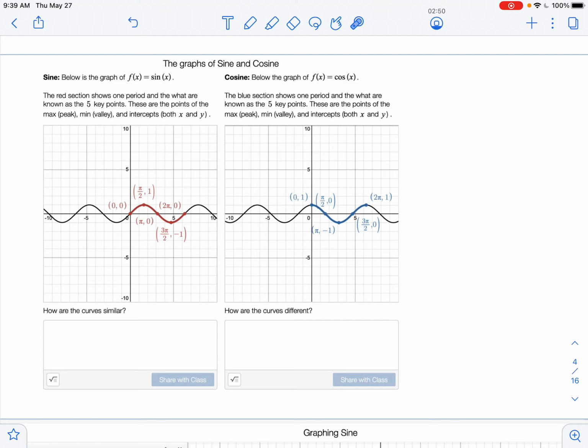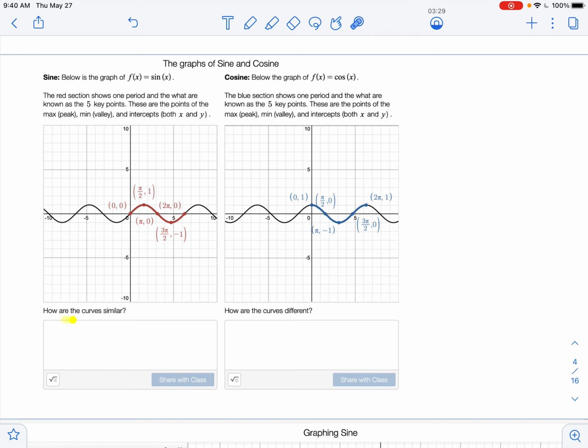Within that one period, we're seeing what are known as the 5 key points. Those were the points that came directly off of the unit circle. These points are those of the max, the min, and the intercepts. We see in blue over here to the right a section of the graph of y equals cosine of x. That blue section is one period of the cosine function, again showing those 5 key points that we picked off the unit circle the other day. So we have the max, intercept, min, intercept, max.